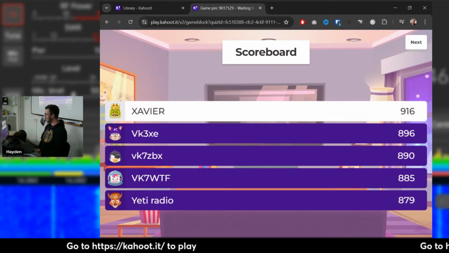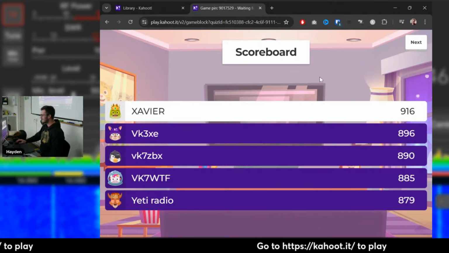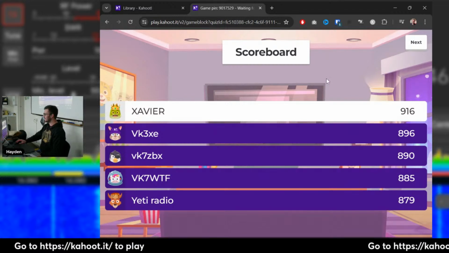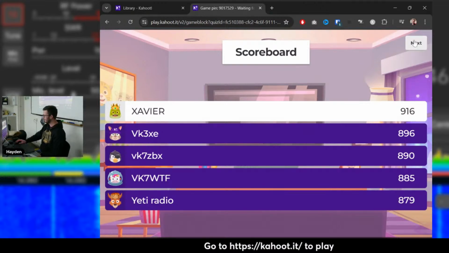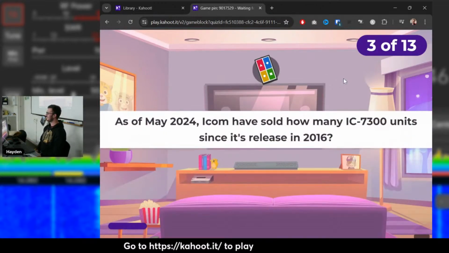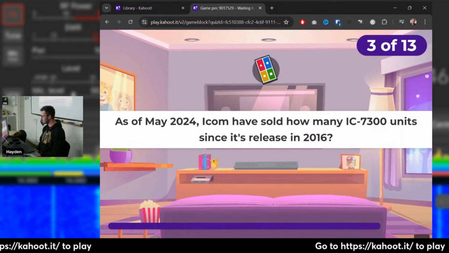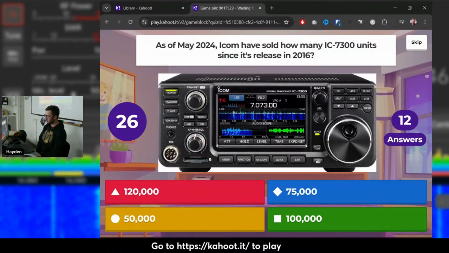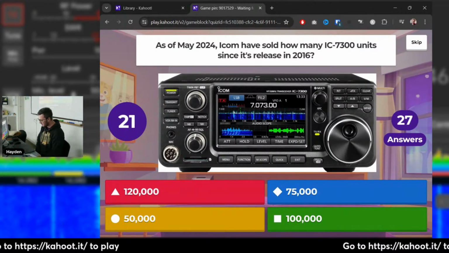Scoreboard. Xavier, first place. VK3XE in second place. Tricky in third. K7 WTF just up the back there, knowing all the answers in fourth. And Ben in fifth place. Random stab. Next question. As of May 2024, ICOM have sold how many IC-7300 units since its release in 2016? Is it 120,000, 75,000, 50,000, or 100,000?